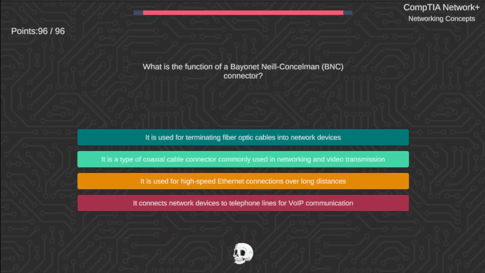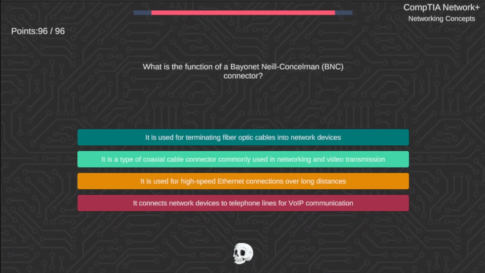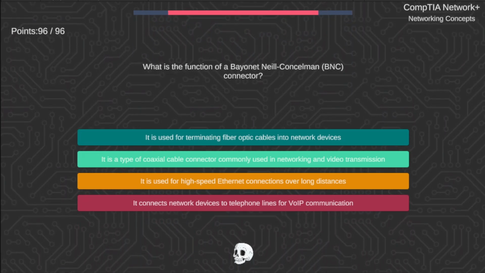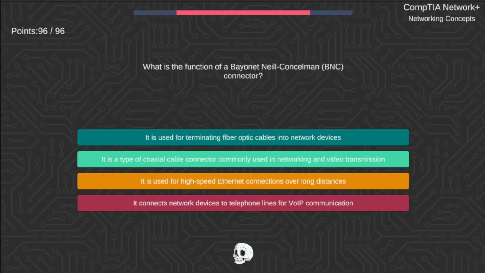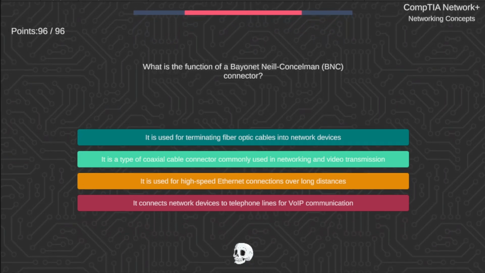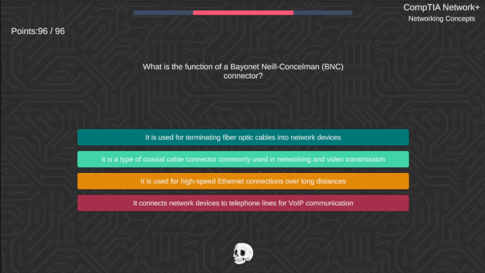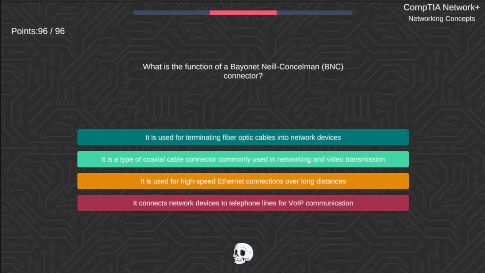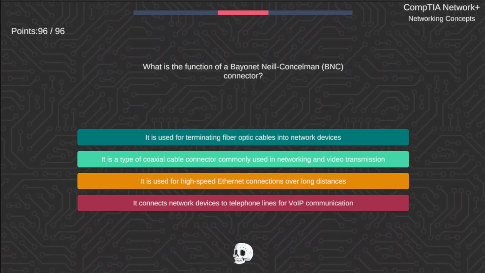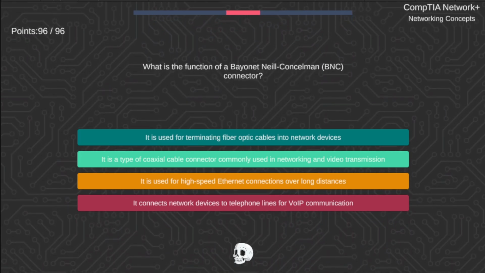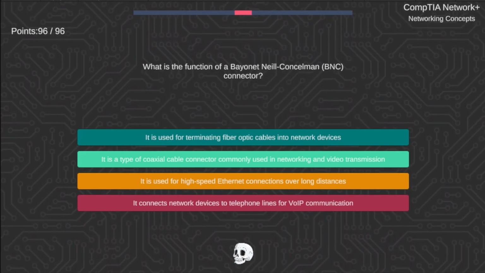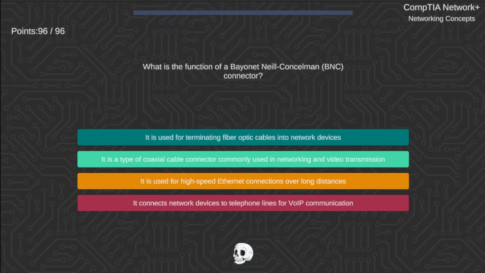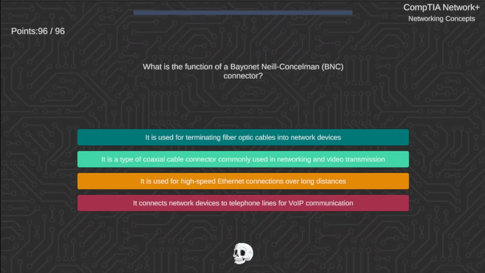What is the function of a Bayonet Neill-Concelman BNC connector? I think I'm pronouncing that wrong. I think it's Bayonne. What is the function of a BNC connector? It is used for terminating fiber optic cables into network devices. It is a type of coaxial cable connector commonly used in networking and video transmission. It is used for high-speed Ethernet connections over long distances, or it connects network devices to telephone lines for VoIP communication. The function of a BNC connector.